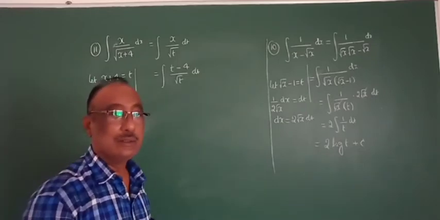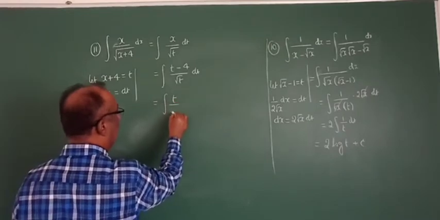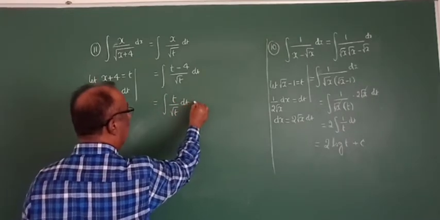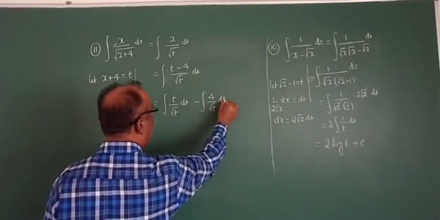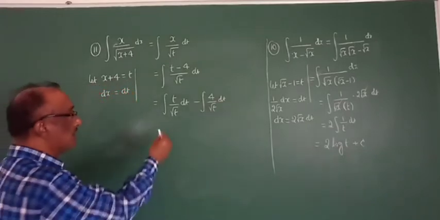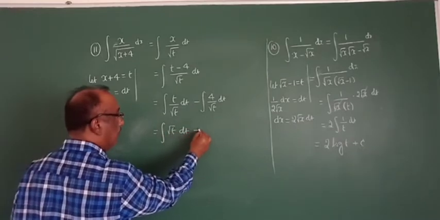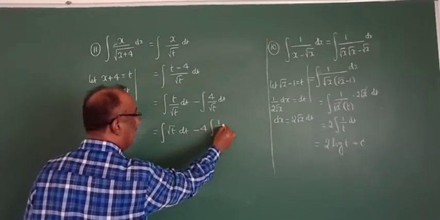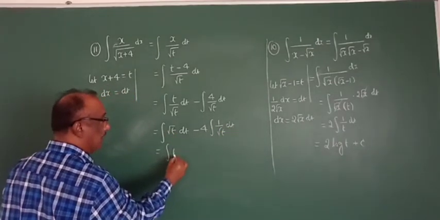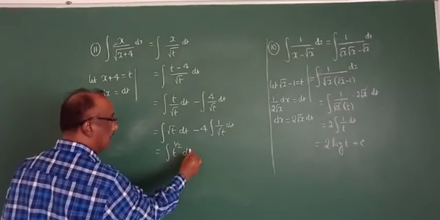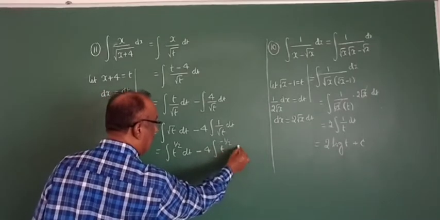So integral of t by root t into dt minus integral of 4 by root t into dt. t is cancelled, root t into dt. 4 is outside, integral of 1 by root t into dt. Root t means t power of 1 by 2 into dt minus 4 into integral of t power of minus 1 by 2 into dt.